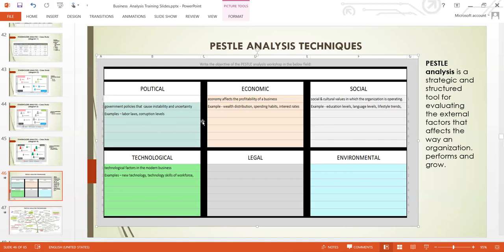So let's look at technological factors. These are the factors in modern business, and the example is new technology. Yes. If you are trying to bring a new technology within some environment, you look at their level of skill sets, because not everybody can actually use Zoom for educational purposes. So if you're trying to bring this kind of solution or this kind of business, you look at the people within the environment.